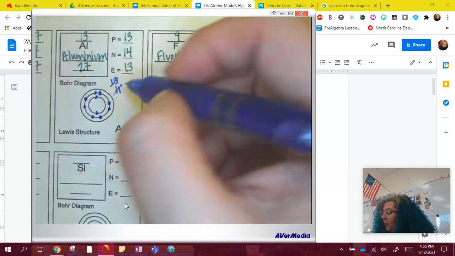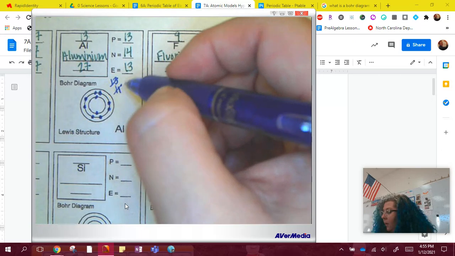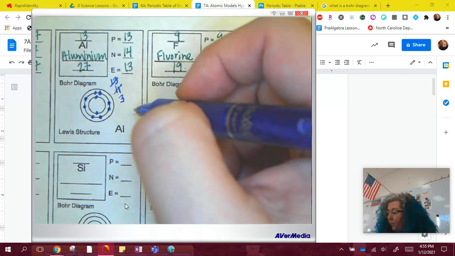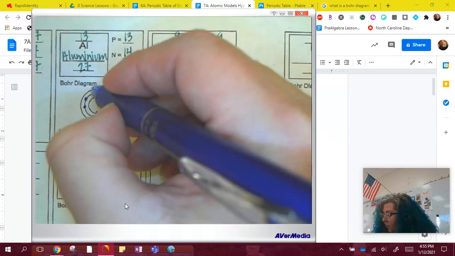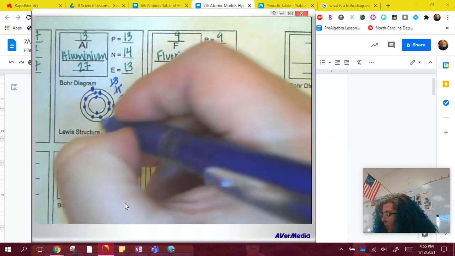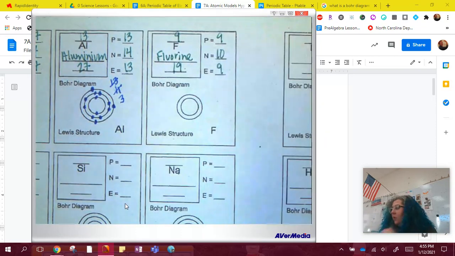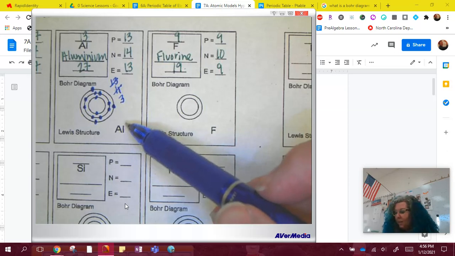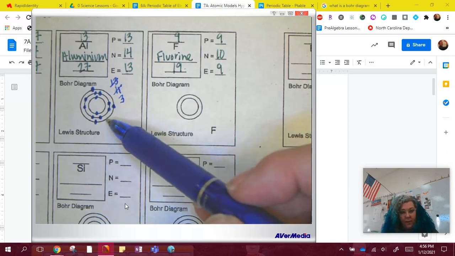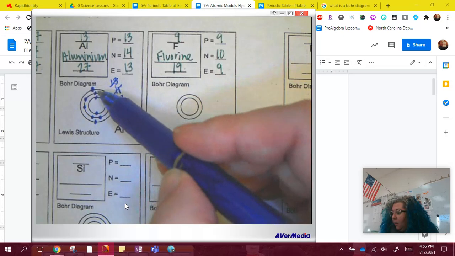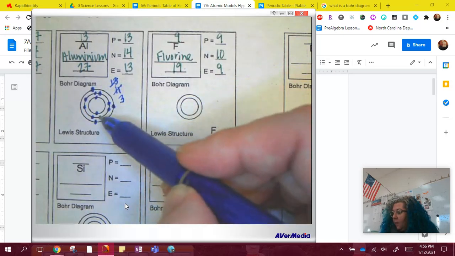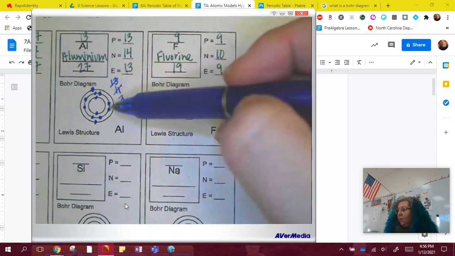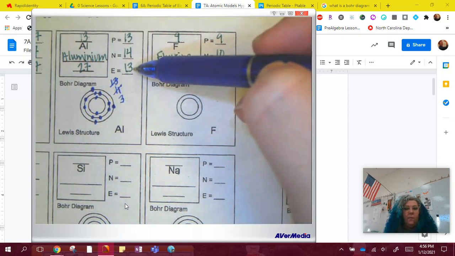The remaining electrons, which is 3, are going to go to the outermost shell. Just put them so I can see them. I'm not going to be a super stickler on where they should be, but the main thing is you should have a total of 13 electrons shown on this model. So again, count it: 8, 9, 10, 11, 12, 13. I have 13 total electrons, and this Bohr diagram matches the total number of electrons here.